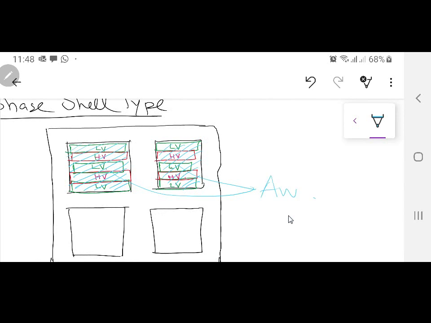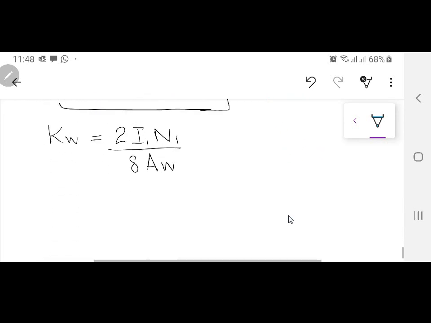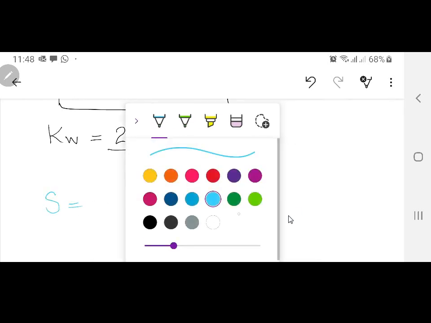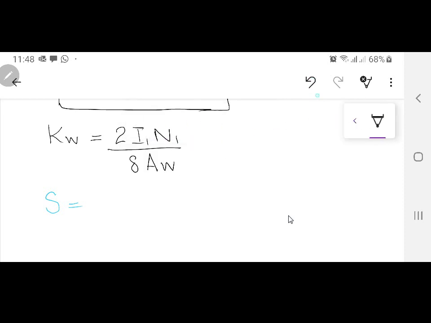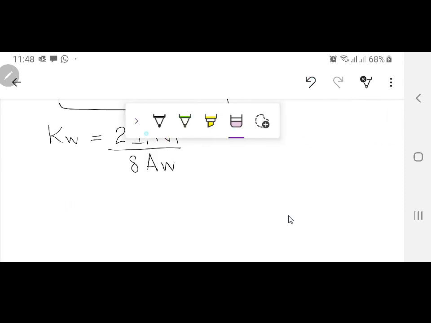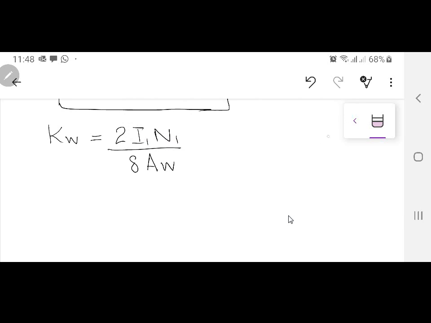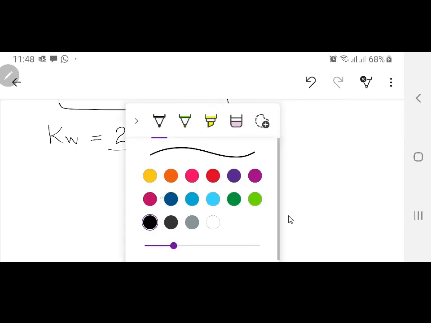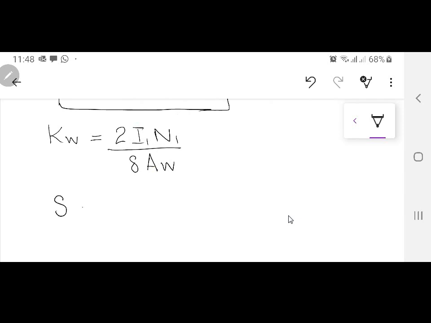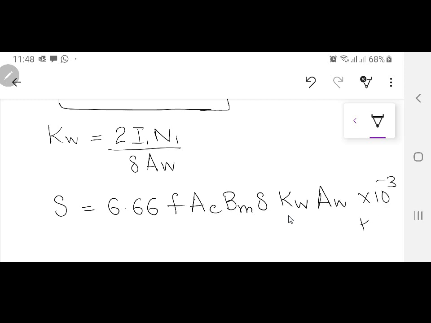KW. So here this time you have KW equal to this form, and your S comes out to be, let me drop this one. So your S comes out to be, I am writing down the final form, this is 6.66 F BM AC delta KW AW into 10 raised to power minus 3 kVA.